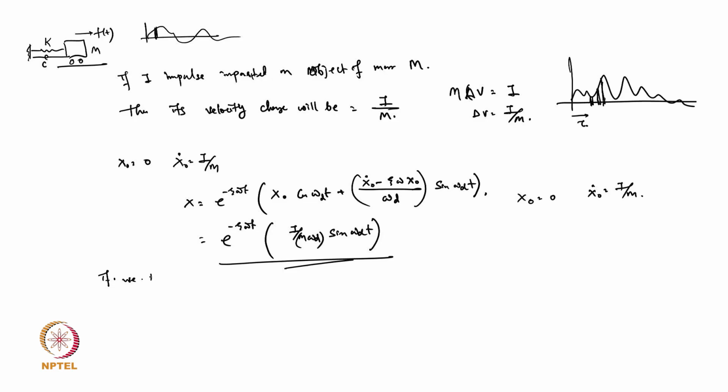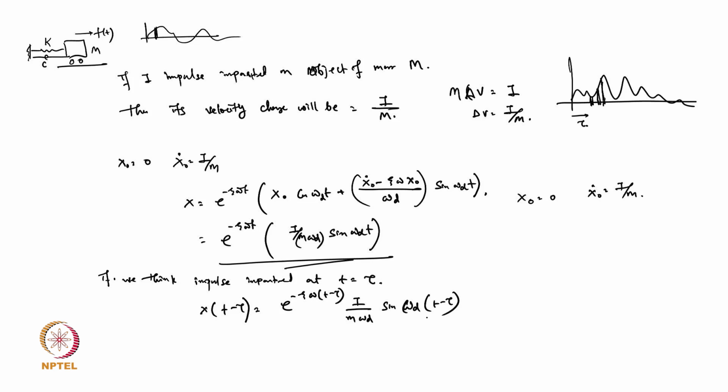If we think the impulse is imparted at t equal to tau, then what can I say? The response at t minus tau will be e to the power of minus psi omega (t minus tau) into I by (m omega d) into sine of omega d (t minus tau). Does that make sense?